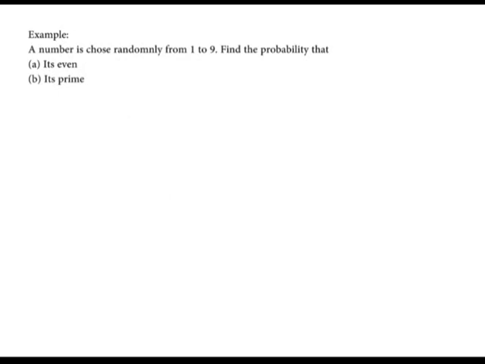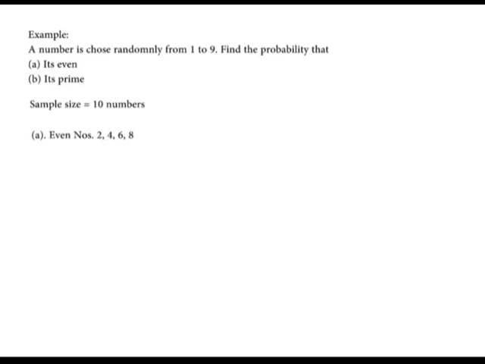Another example, a number is chosen randomly from 1 to 9. Find the probability that A, it's an even number, and B, it's a prime number. In our solution, there are 10 numbers in total. The probability of picking any number is 1 over 10, therefore. In A, even numbers are 2, 4, 6, and 8.